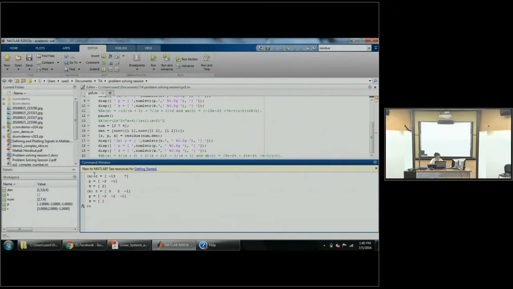So now my residues, that is k1, k2 and k3, are 3, 2, minus 1. My poles are at minus 2 and minus 1, and then there's no constant term.